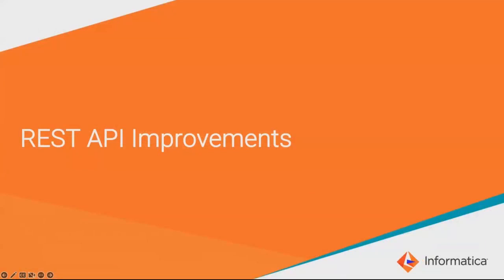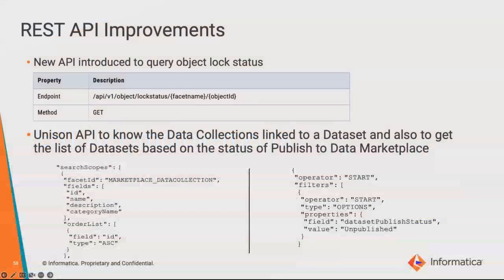Coming into the APIs, we introduced a new API to know about the object lock status. When there is a change request in progress, there are chances that the object can get into the lock state, and if you are sending in some update queries or anything, it will not be possible. So you can use this query call to get to know the object status, and then you can perform the further required actions, like updating or reading that information.